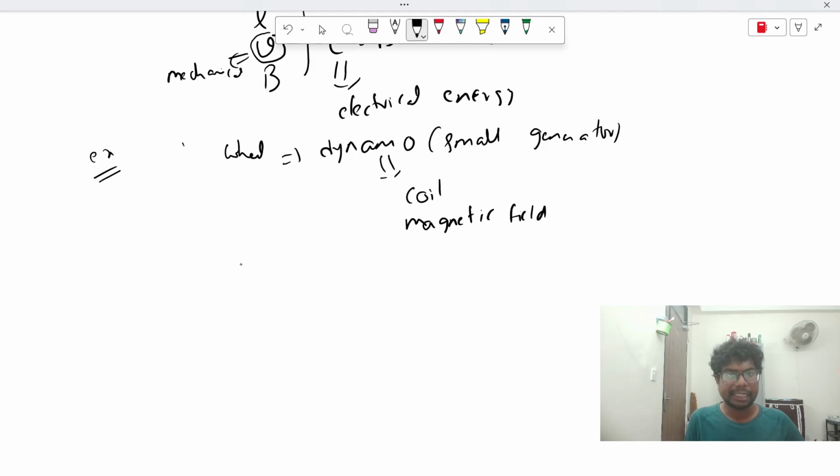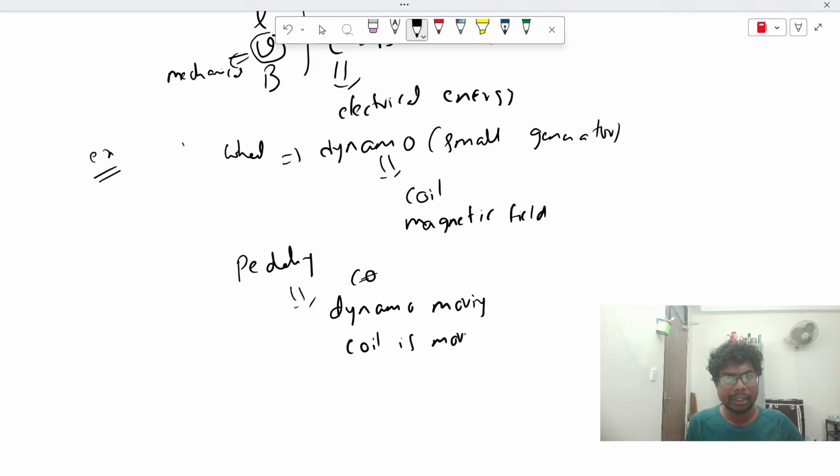So whenever pedaling is happening, pedaling means when you are rotating, just imagine you are there on that bicycle. When the cycle wheel is rotating, that means pedaling is done, the wheel is rotating. At that time, the dynamo is moving. Dynamo is moving is nothing but the coil is moving.